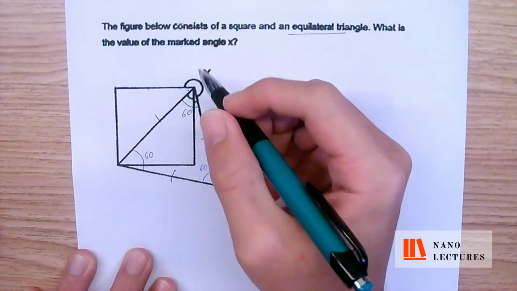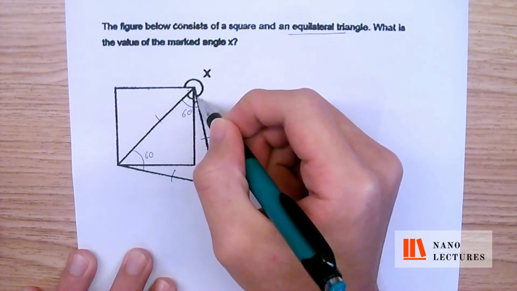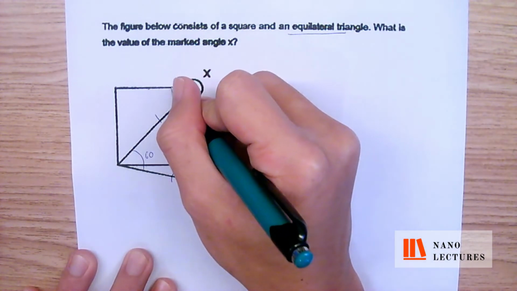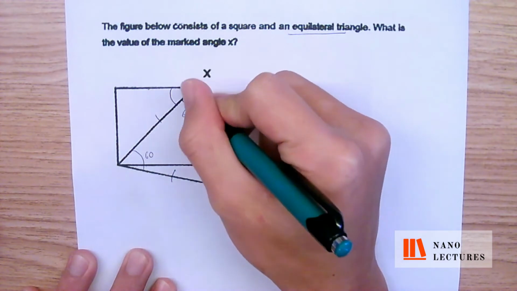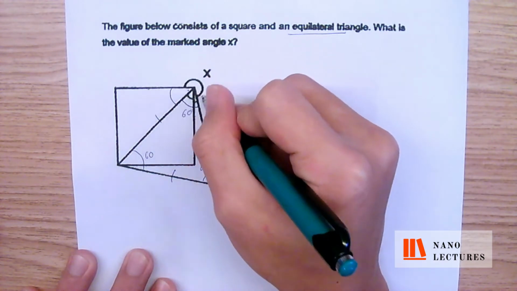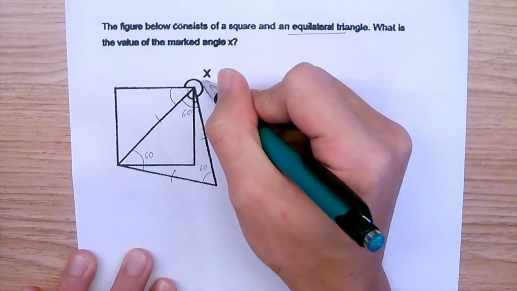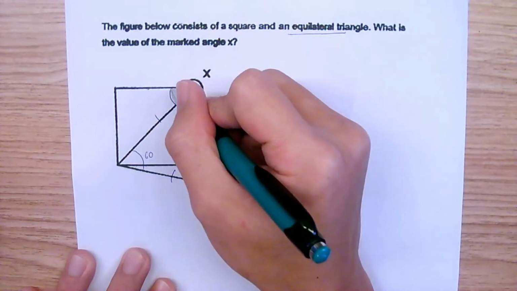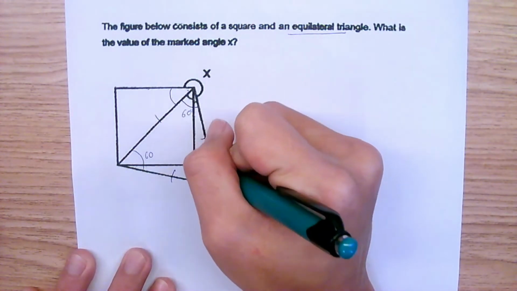Let's try to strategize. If they want to find x, I have to have this angle, which I have already, and then I need to have this angle. Since the angle at a point, the total angle altogether, will become 360, I will take 360 minus this and minus this, and I'll be able to get x. So how do you find this one? So this is a square.